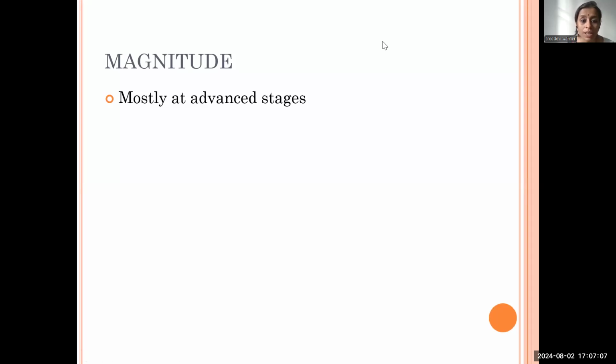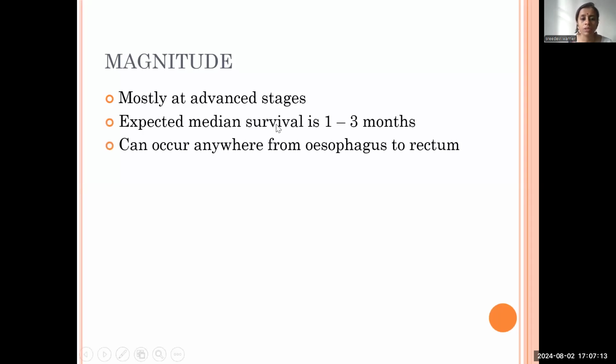So we must know because then we will be prepared when we see such a patient with that diagnosis. Generally, the median survival when they present with malignant bowel obstruction is very less. So when you see a patient with malignant bowel obstruction, you can safely say that the patient's survival might be anywhere from 1 to 3 months or a very short number of months.